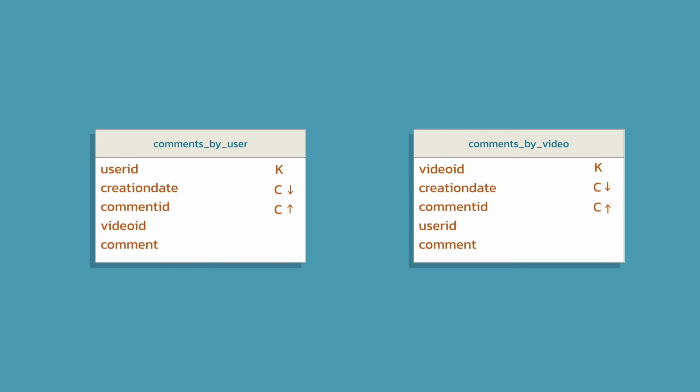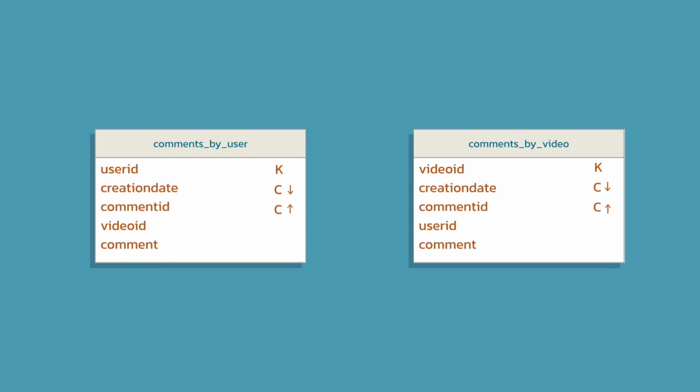So what we're saying here is, again, this is the comments by user table. So I'm partitioning by user. So I am partitioning by user ID, and then I'm ordering on creation date and comment ID there. You see that? Notice the arrow for creation date is down. I'm saying it's descending, right? What's that going to do for me? Well, that means it's going to show them in descending order.